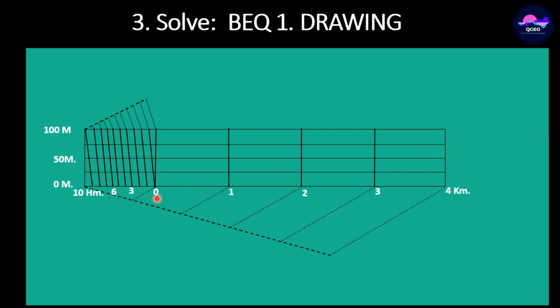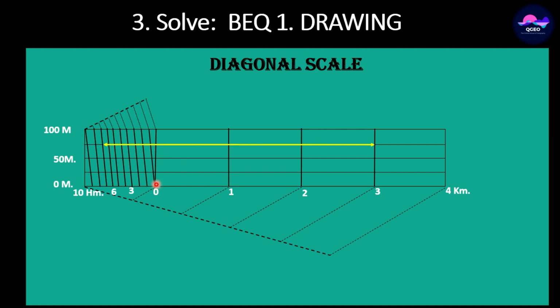And now here the 0, 1, 2, 3, 4 kilometer, and here 1, 2, 3, 4, 5, 6, 7, 8, 9, 10, it is 10 hectometer, and here 0, and first is 25 meter, second is 50 meter, third is 75 meter, and fourth is 100 meter. First is 25 meter, second 50, third 75, and fourth 100 meter.